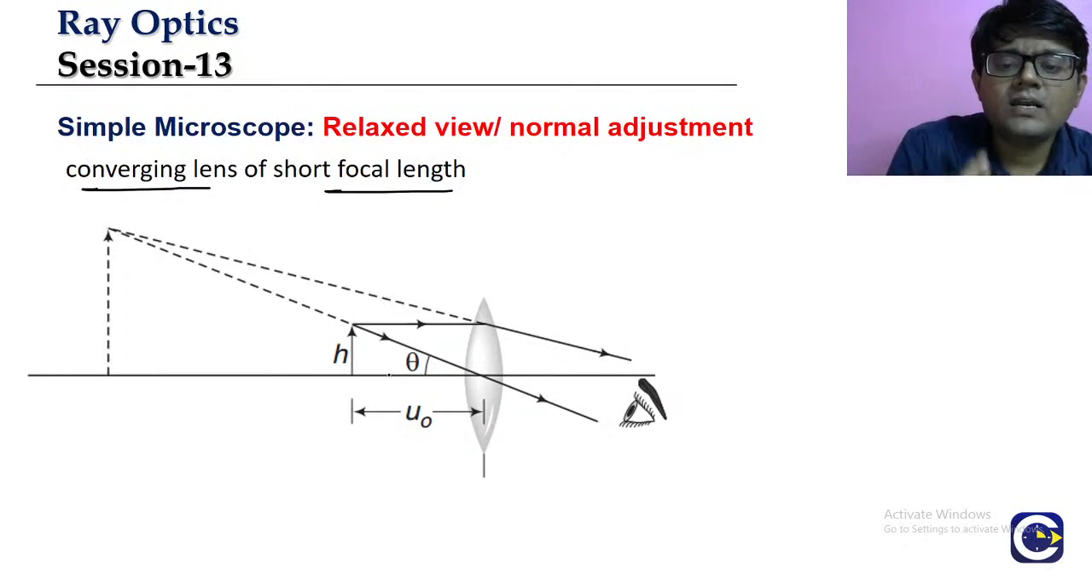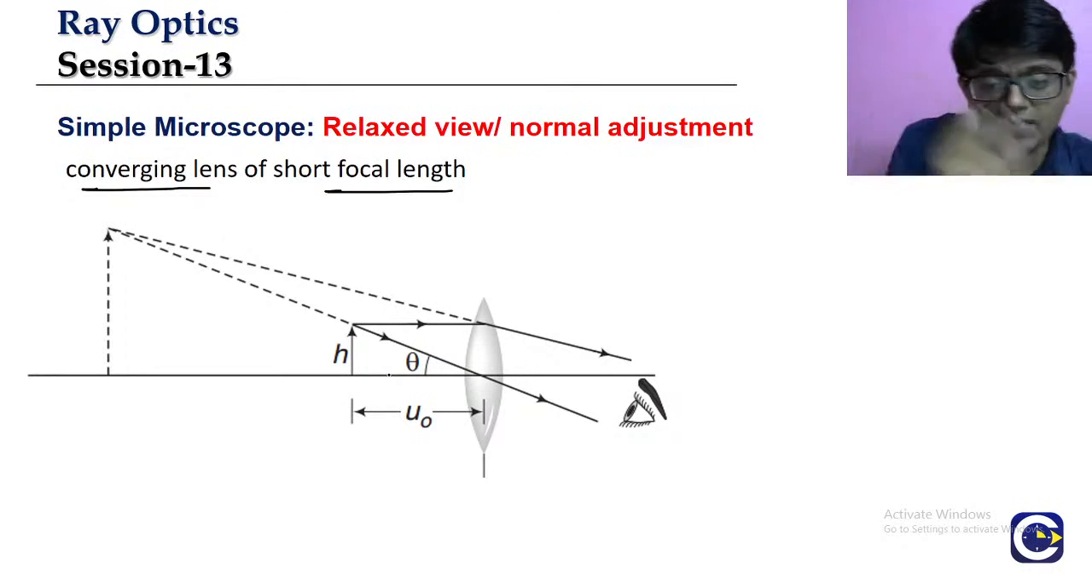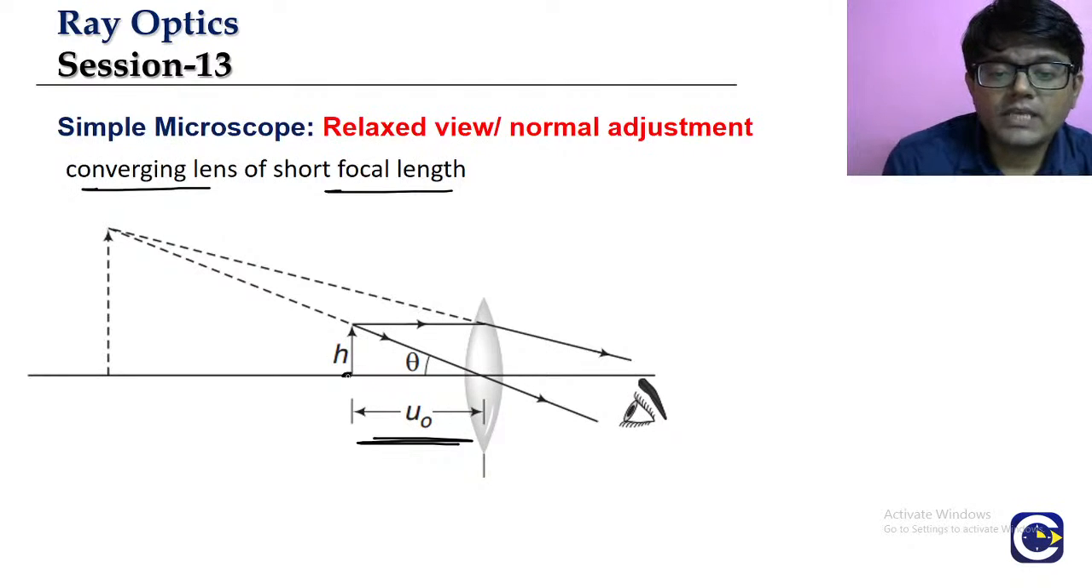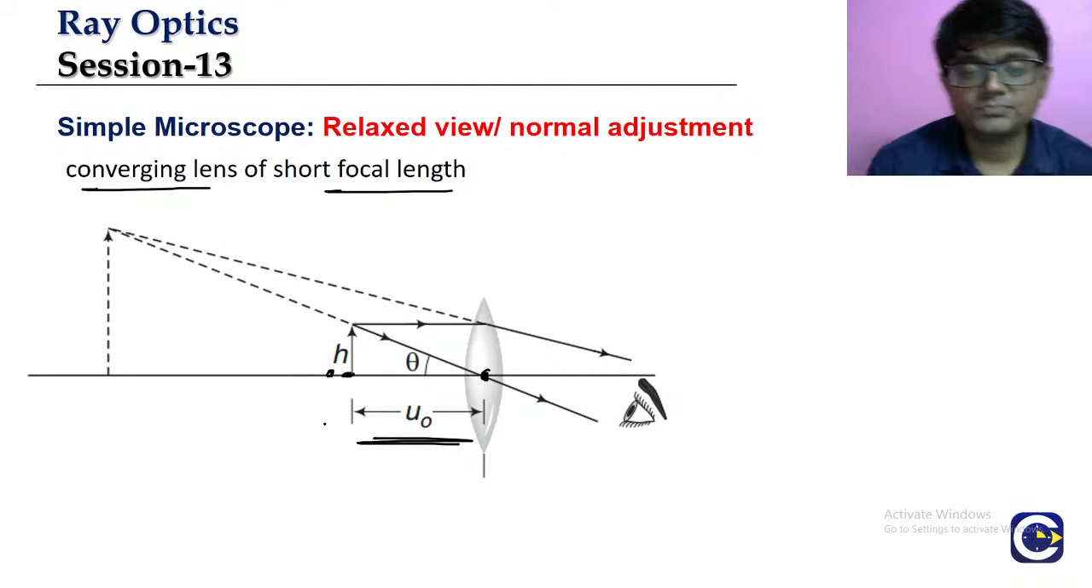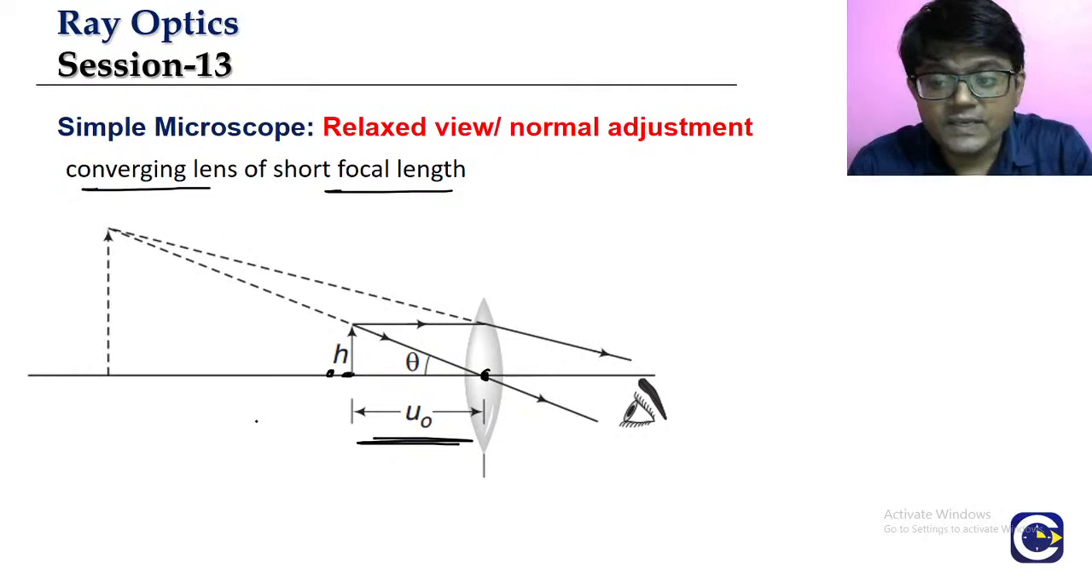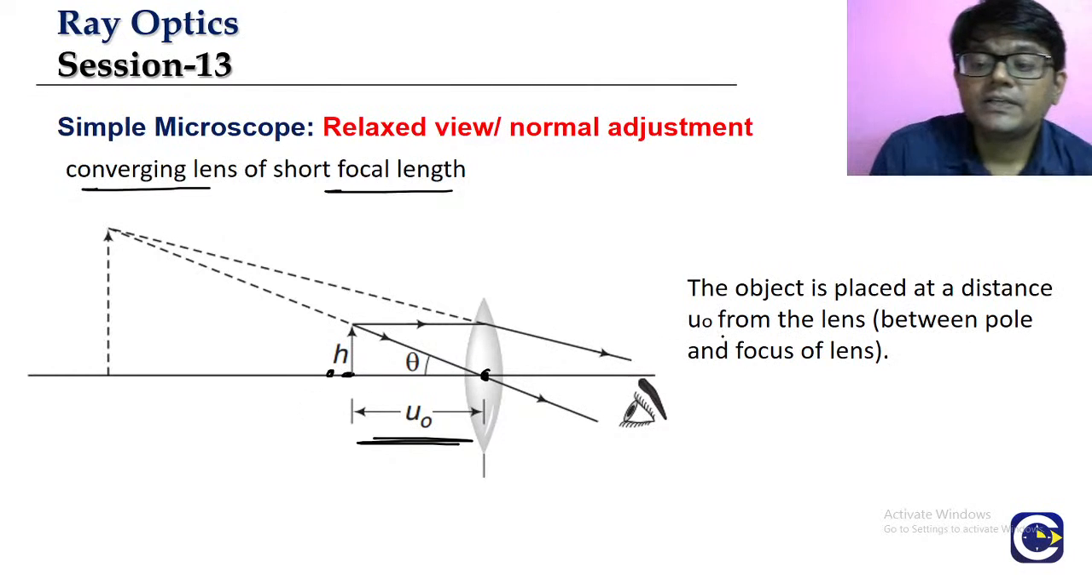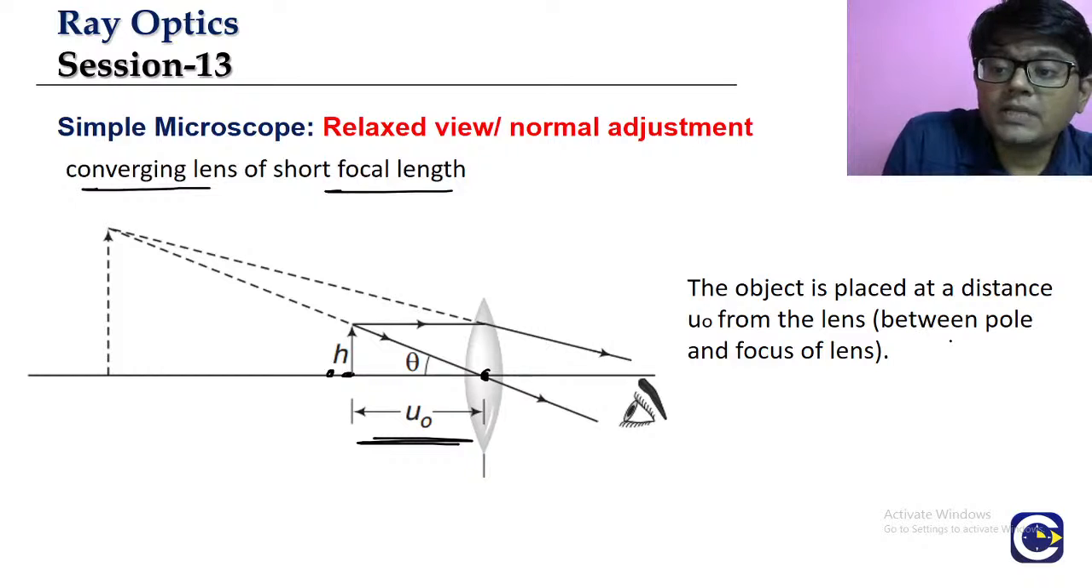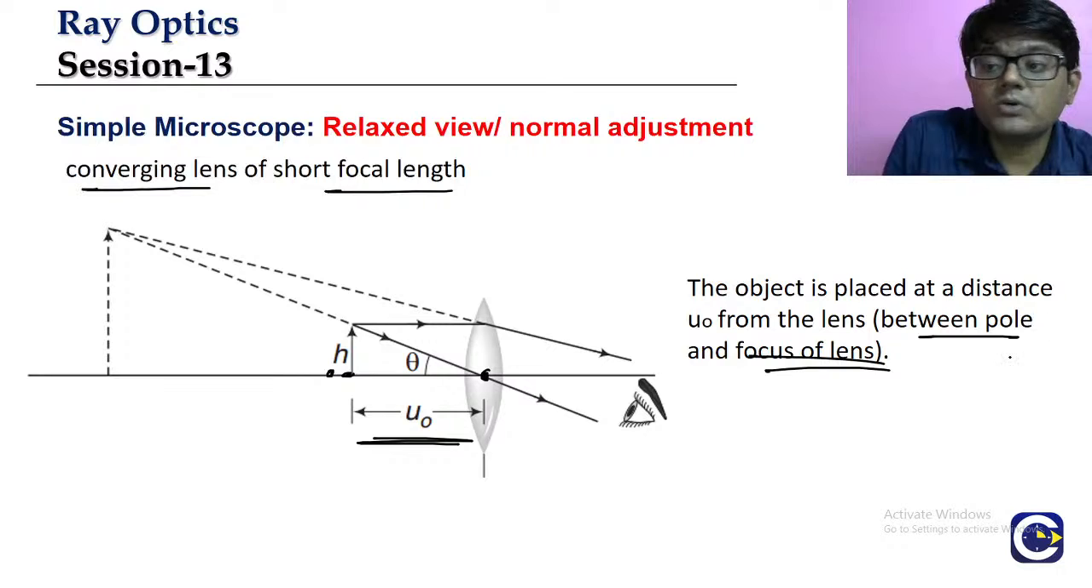Now we have to understand how this converging lens will be able to provide us the magnification. See here, we are keeping the object between the optical center and the focal point. Remember, for a convex lens, if you are keeping the object between the optical center and the focus, what is it that we are able to get? So this is not pole, you call it as optical center.